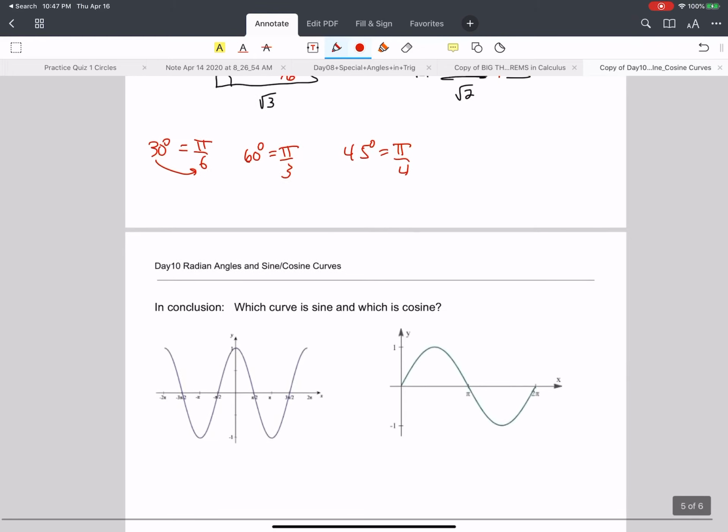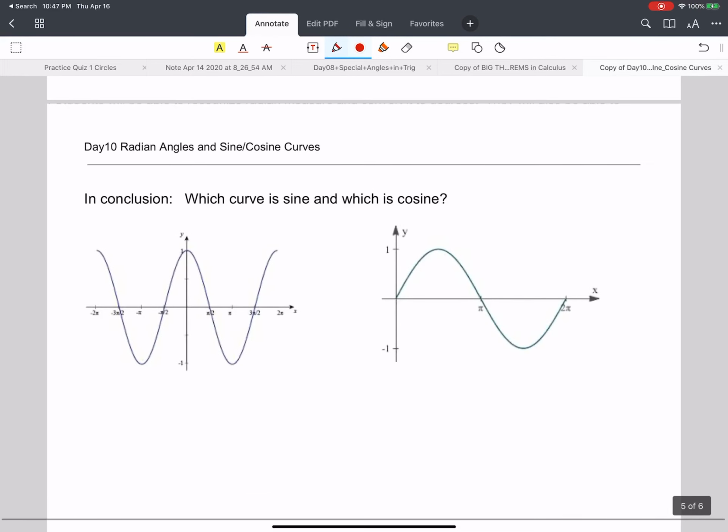All right, lastly, this is the end. This is our conclusion. Which curve is the sine curve and which one is the cosine curve? And one's given a little more information than the other.